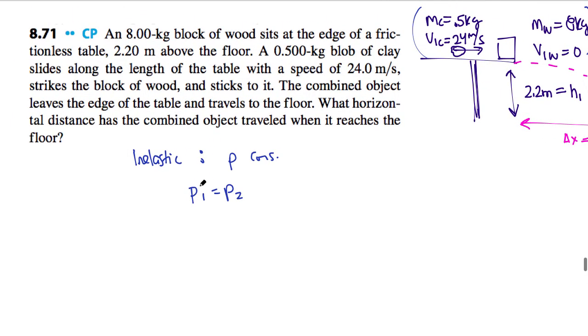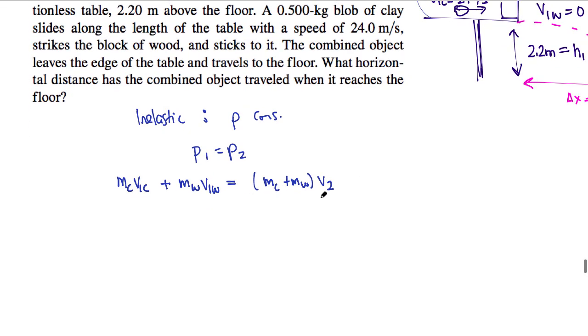So let's zoom in and do this. I have the mass of my clay times its initial velocity plus the mass of my wood block times its initial velocity is equal to the combined mass of the clay and the wood block times their final velocity, which we'll just call v2, or speed 2. So now I'm going to simplify by saying the wood is not moving initially.